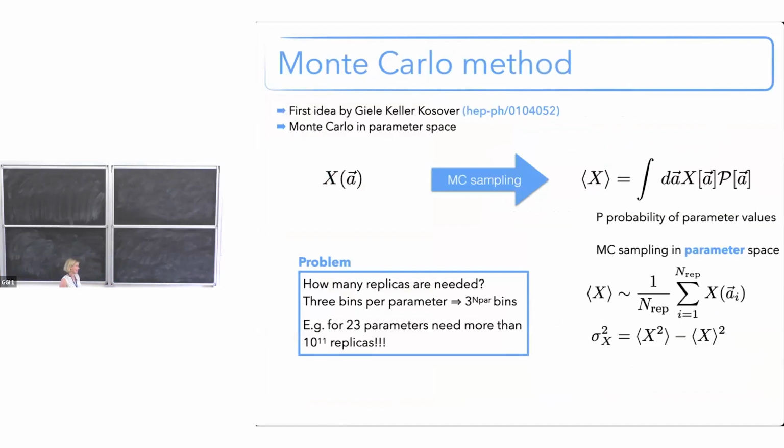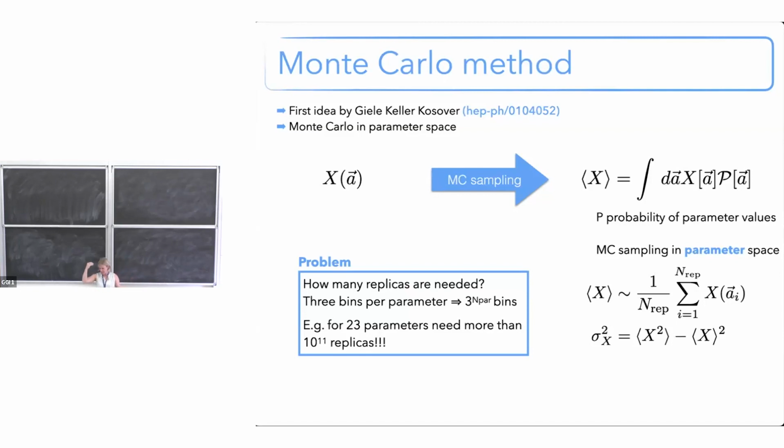The other method that people used was the one based on the Monte Carlo method. Giele, Keller and Kosower had the first idea in 2001. So the idea was, okay, you can choose a parameterization, but instead of doing the Hessian approximation, you populate the parameter space, and you calculate the probability of the parameter values in the parameter space. That was the idea, okay? So you sample.